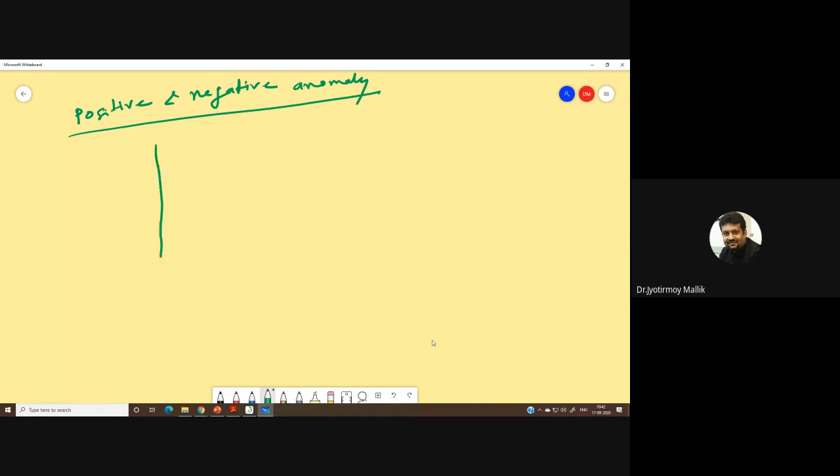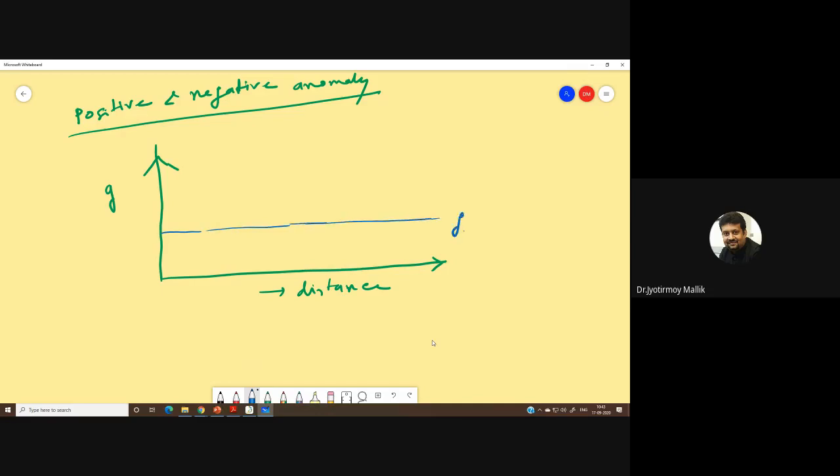If we just try to see what that will mean, we will draw two graphs. In one, I'm drawing simply G, I'm varying G, and here I am plotting distance. So this is my G normal, and then I'm drawing my GM.